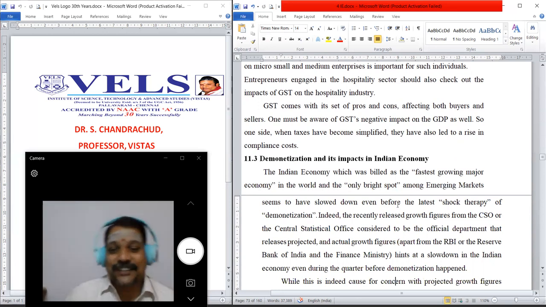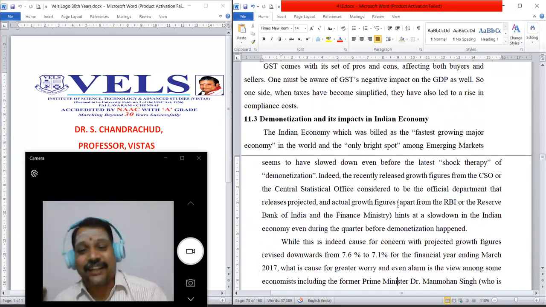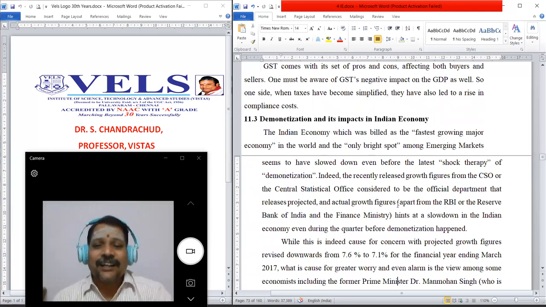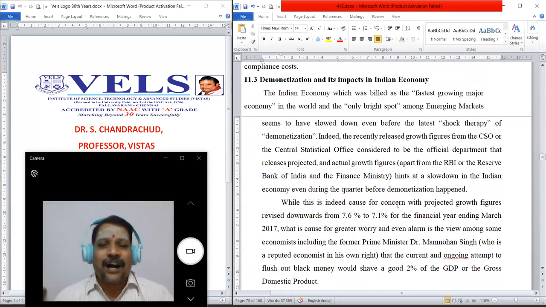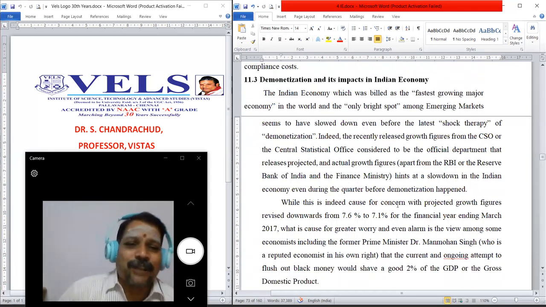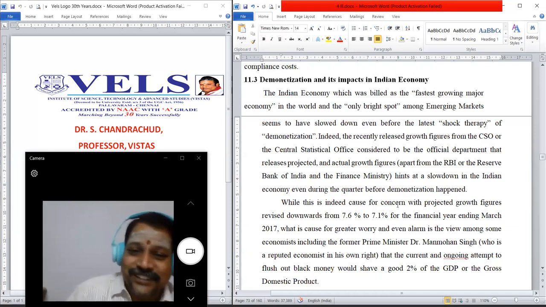And now we will discuss its impact on the Indian economy. The Indian economy, which has been billed as the fastest growing major economy in the world and the only bright spot among the emerging markets, seems to have slowed down even before the latest shock therapy of demonetization.